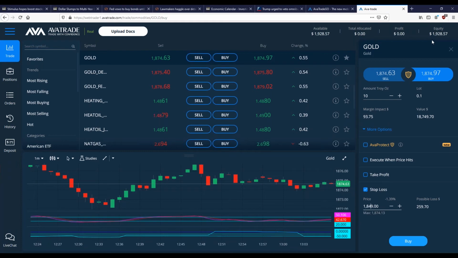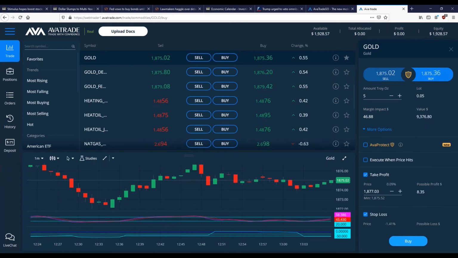And I look and I say, oh, it's $259 risk. And I look at my balance, which is about $2,000. I say, wow, that's more than 10% risk on my account. Maybe I decide that's too much. So I lower my trade size. As I change the trade size, you see it changes my possible risk. And so maybe I decide, okay, 5 ounces, $130 possible loss. Maybe I'm more comfortable with that.